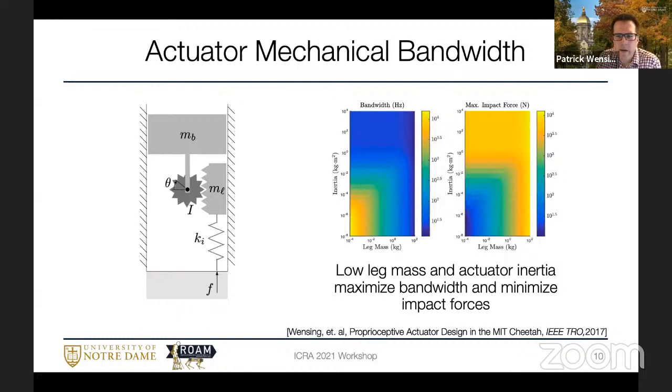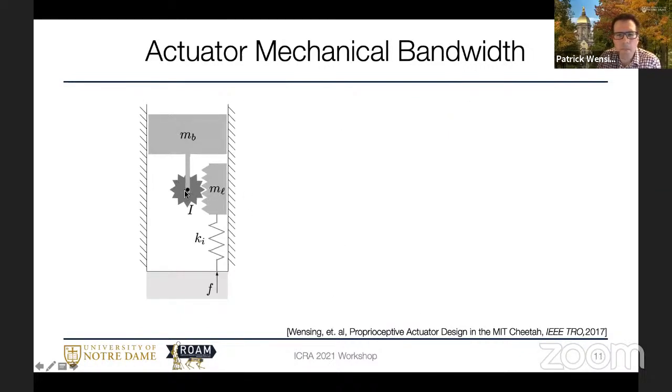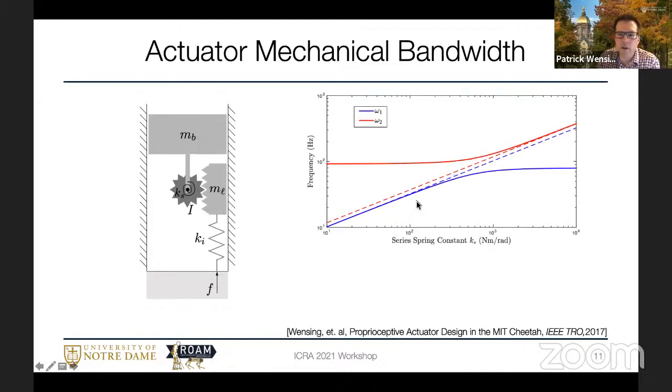So how does this compare, however, when we add a series elastic element in here? So let's put an elastic element Ks in there with stiffness Ks. And now if I look at the open loop mechanical bandwidth from torque at my actuator to force at my foot, I actually have two poles in my transfer function, one graphed here in red, one graphed here in blue, graphing the frequency of the poles in my transfer function as a function of my spring constant here.